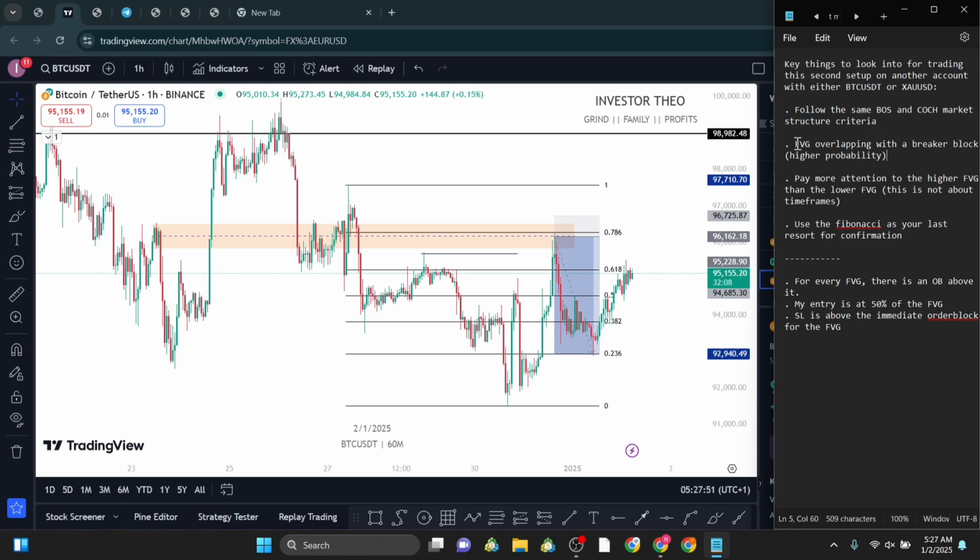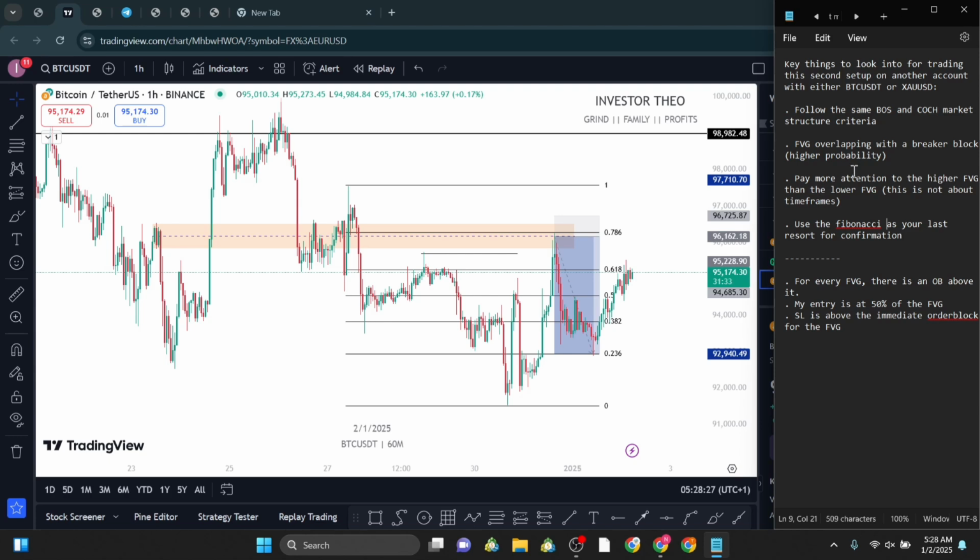Then you see FVG overlapping with a breaker block. I taught you guys what FVG and breaker block is, but I'll still explain a little here. A breaker block can be more of another block, depending on what is happening at that point in the market. Maybe a breaker block is literally another block that was broken, and then the market came back to retest that other block. That's literally what we mean there.